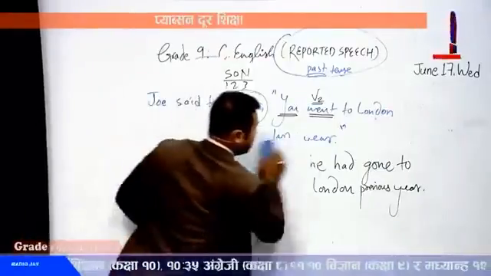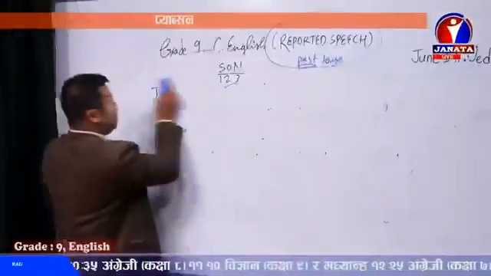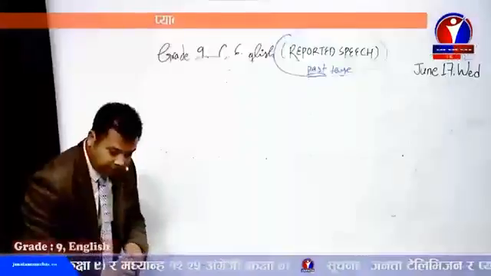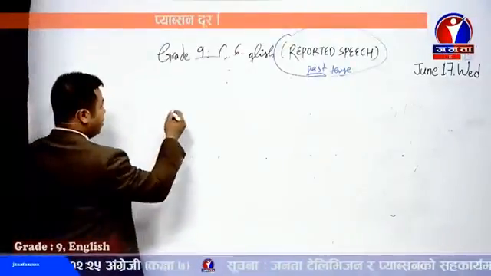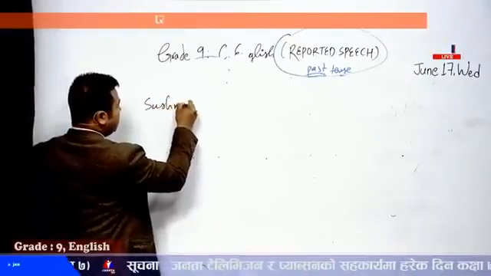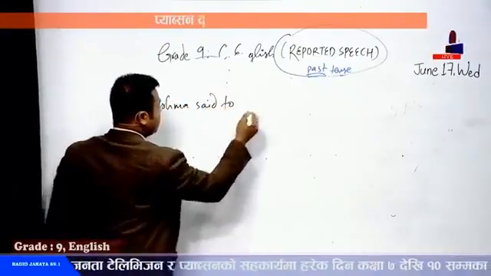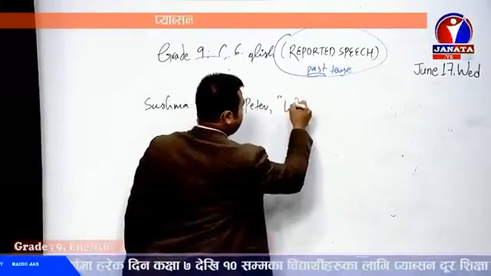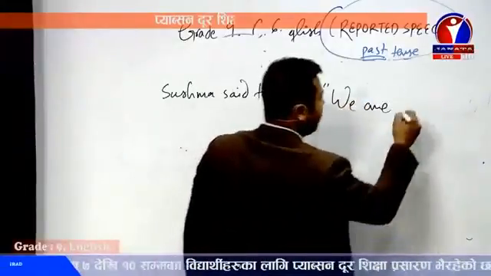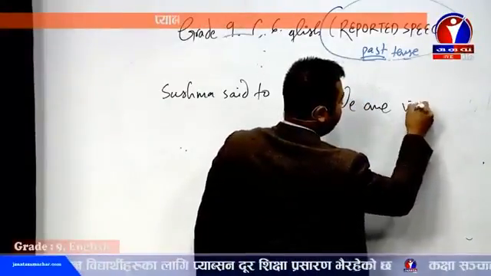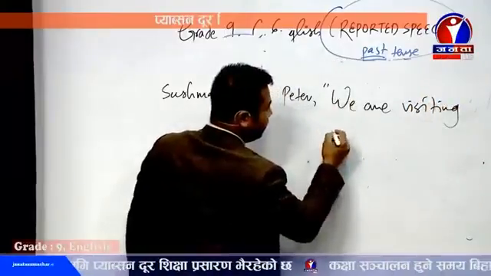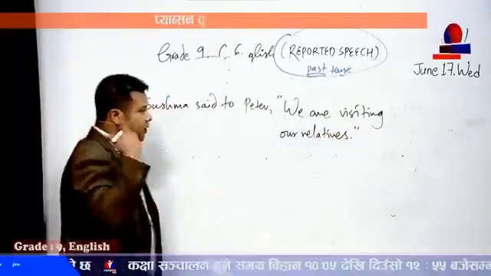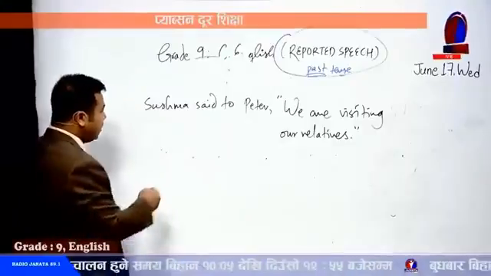Now take more examples, one or two more. We don't have a lot of time in dealing with many examples, so I will try to make it quite simple. I'll use continuous tense once. This is a name. Susma said to Peter, we are visiting our relatives. See, randomly, I have just thought of a sentence. We're visiting relatives. Now, how do you transfer?